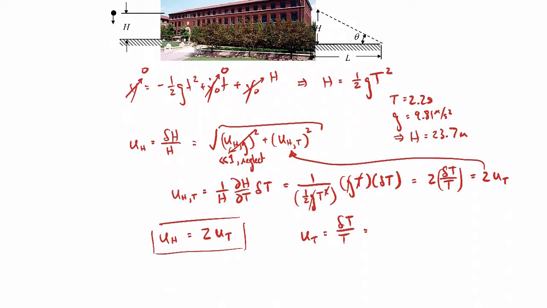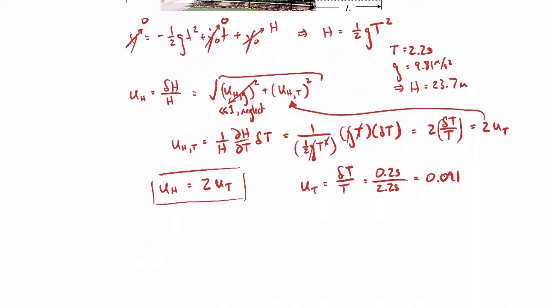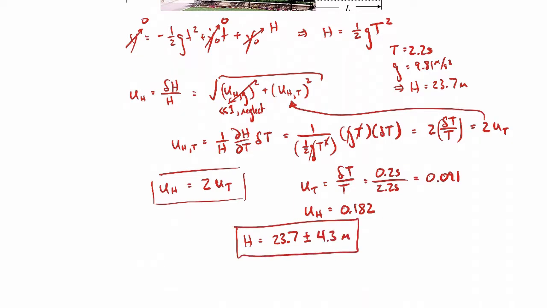So the relative uncertainty in the time is the 0.2 seconds divided by 2.2 seconds. So that value comes out to be 0.091, which means that the relative uncertainty in the height comes out to be 0.182, so about 18%. And thus, the height measurement using this approach will be 23.7 plus or minus, and then if we multiply that 23.7 times the 0.182, that comes out to be 4.3 meters. So that's the height measurement using the ball dropping method or ball bearing dropping method.